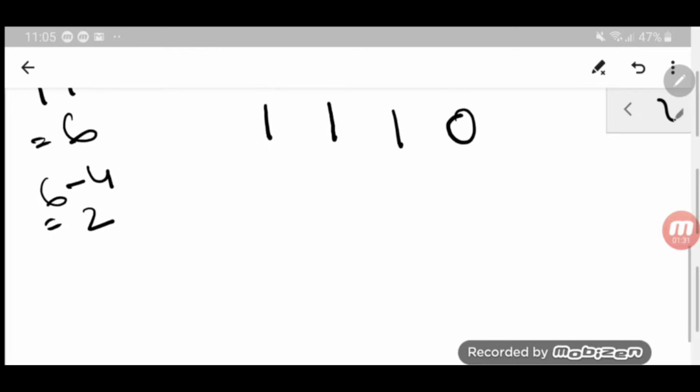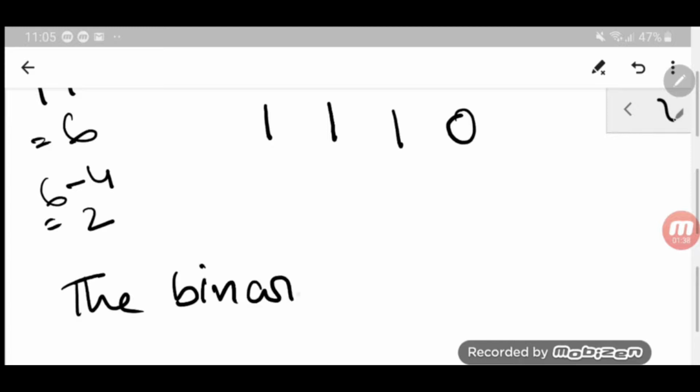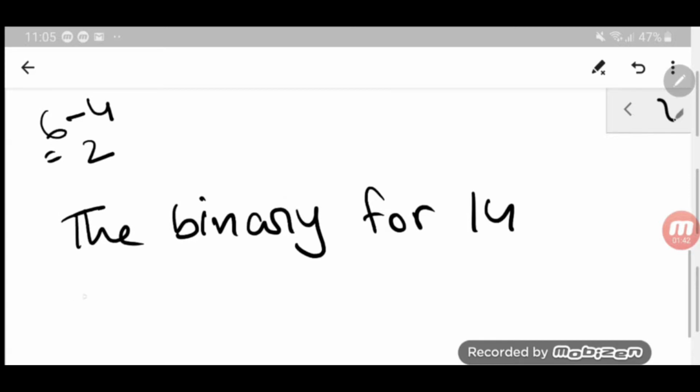So the result, the binary for 14, is 1110 using a 4-bit register. So that was the conversion of a real integer denary value to a binary value. So let's move on to floating numbers now.